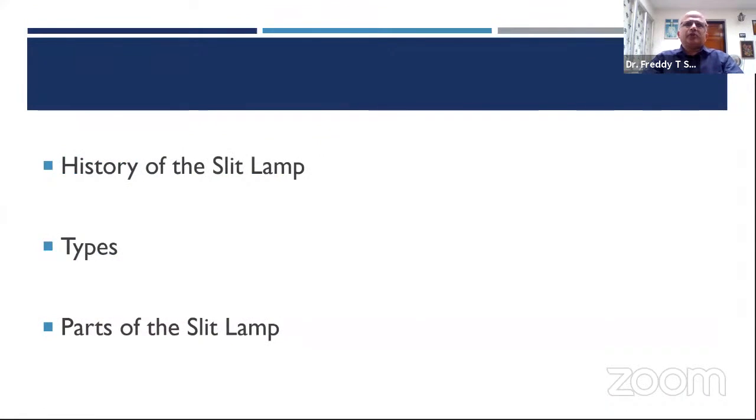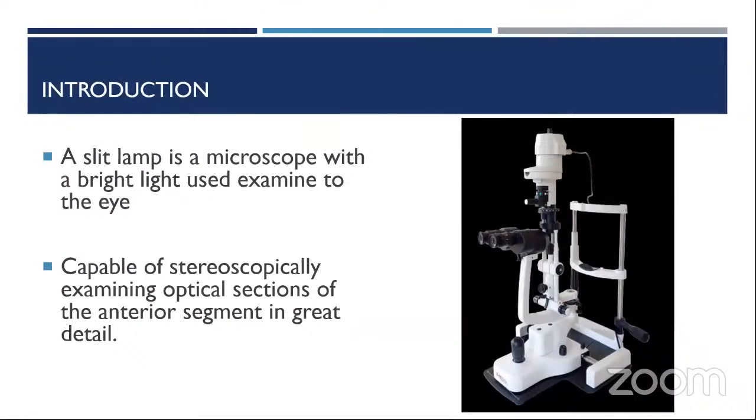My talk will go through a bit of the history of the slit lamp, the types of slit lamp, and the parts of the slit lamp. The slit lamp is basically an illuminated microscope where we can examine the anterior segment, even the posterior segment, stereoscopically.